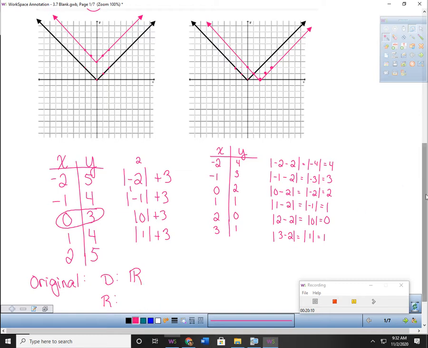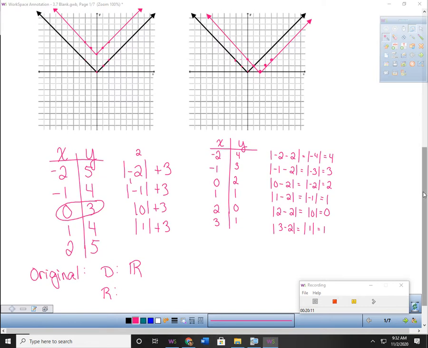Okay? And then the range is how low does your graph go to how high. So what's the lowest that this graph goes? 0. So we're going to start at 0 and go how far up? How far up does the black graph go? Infinity. So we'll have a bracket. We start at 0, comma, go all the way to infinity.